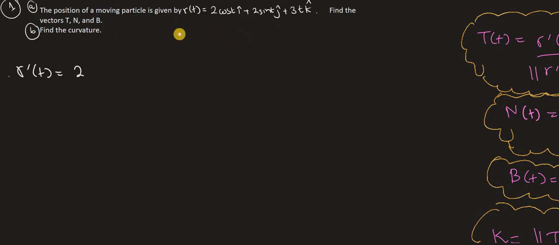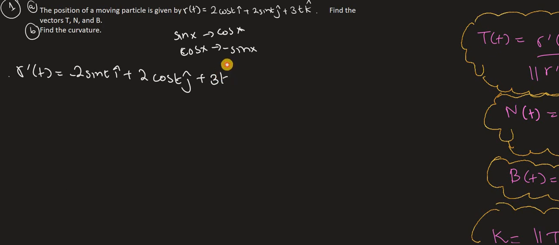Just a side note, the derivative of sine x is cosine x, and the derivative of cosine x is negative sine x. Just remember this. Now let's continue with the differentiation. For 2 cosine t i hat, the derivative of cosine t is negative sine t, so we get negative 2 sine t i hat, plus 2 sine t, where 2 is a constant and stays there, and the derivative of sine t is cosine t, so 2 cosine t j hat, plus the derivative of 3t, which is simply 3 k hat. So we have the derivative of the vector function.